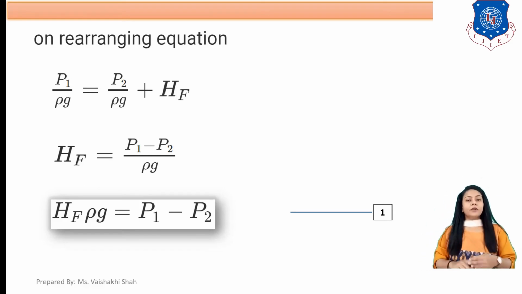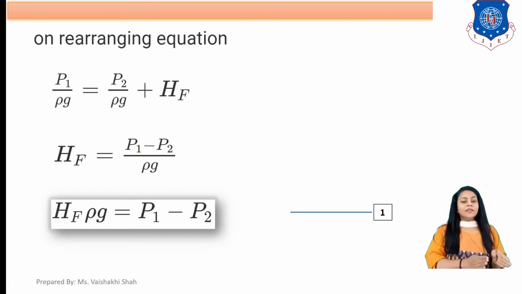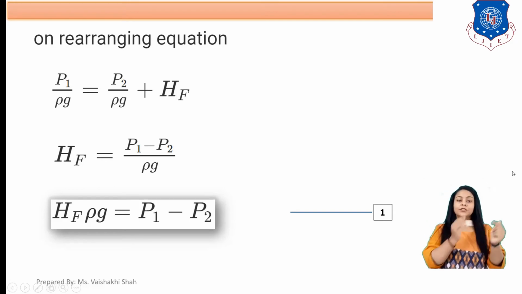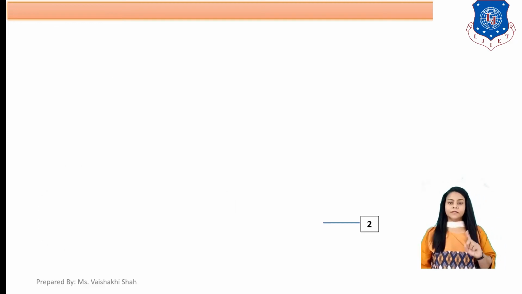Now multiply by rho into g, cross multiplication. So our equation is P1 minus P2 equals HF into rho into g. So HF into rho into g equals P1 minus P2. This is your equation number 1.